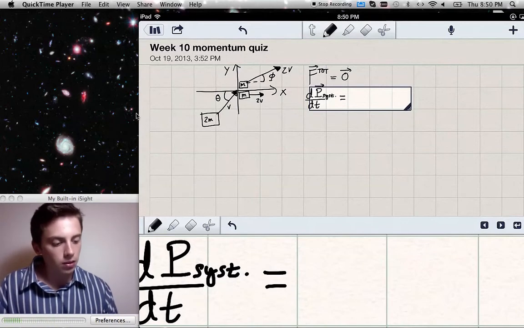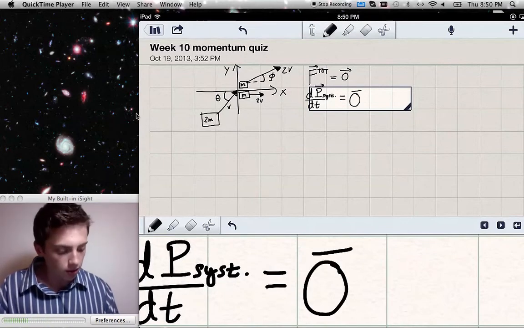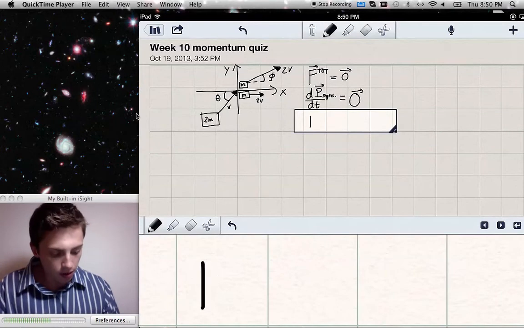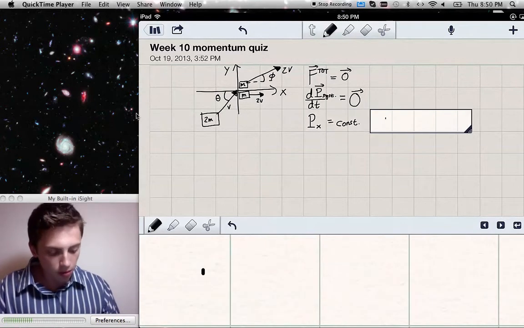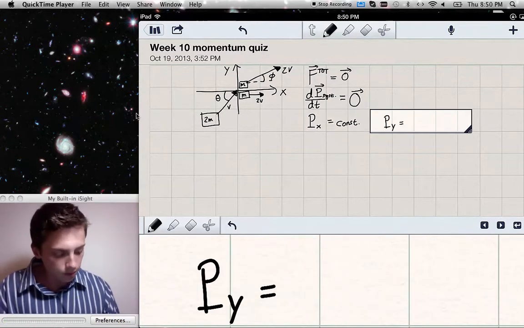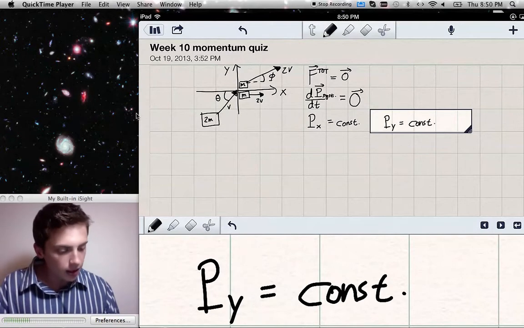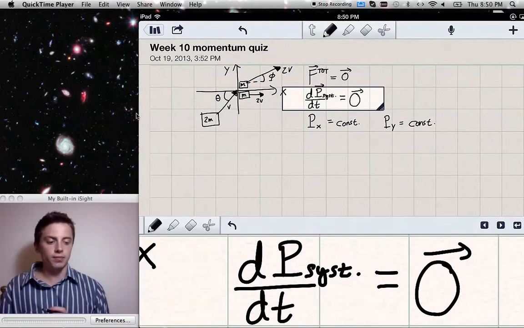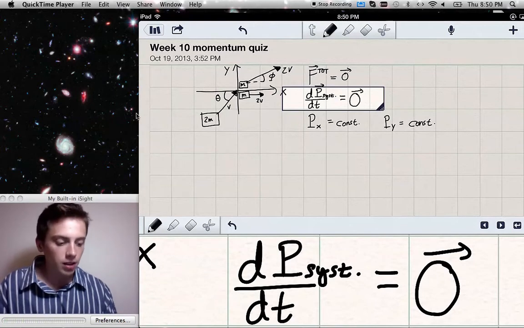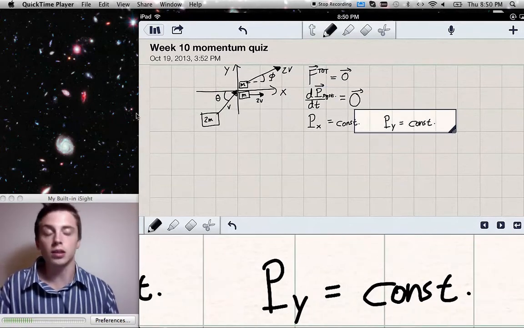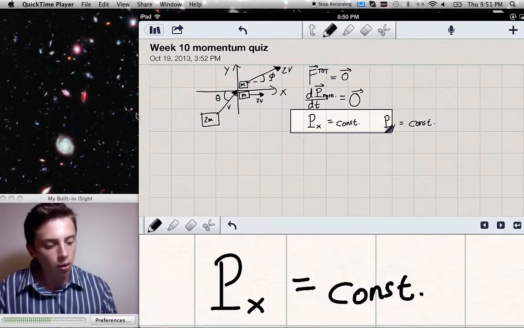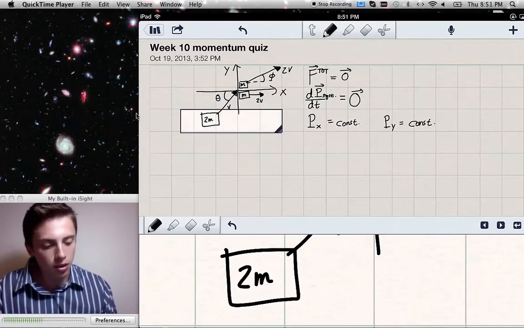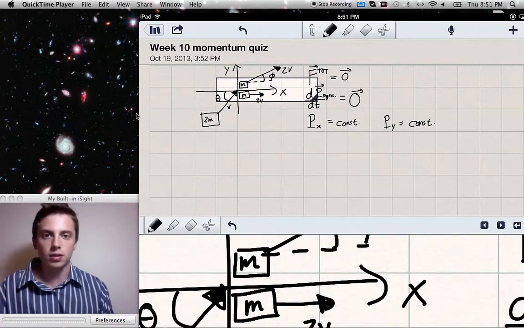So if those are equal, then this must also be equal to 0, which says that the total momentum in the x direction is a constant, and the total momentum in the y direction is also a constant. That's what it means for this time derivative to be 0. It's a constant vector over time, so its components must remain constant over time. So what we're going to do is calculate the components of the total momentum of the system just before the collision and just after the collision.